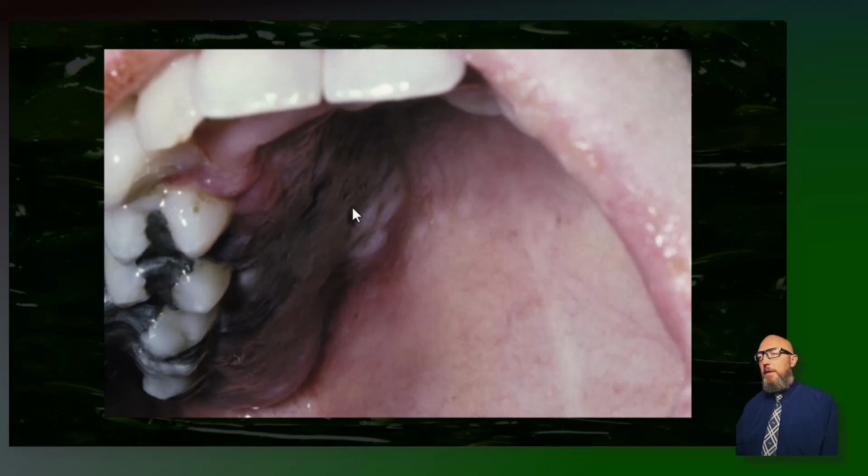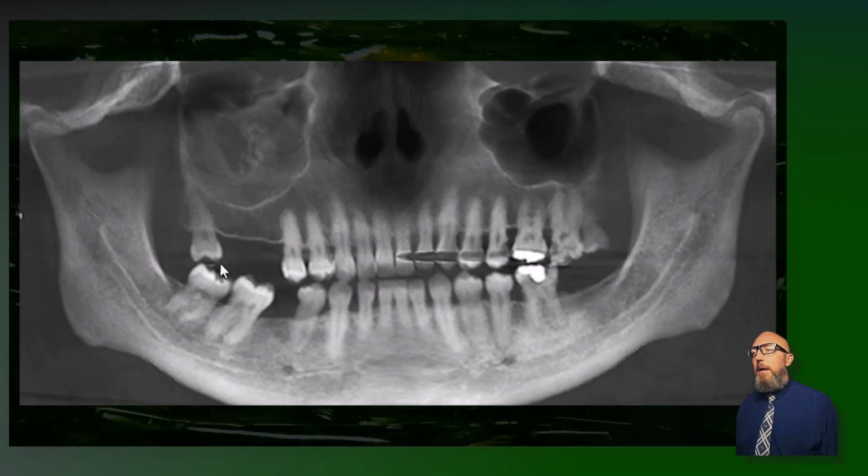All right, this patient had a painful purplish swelling. Is that your typical inflammatory lesion? Not really when it's purple like this. And so you probably want to get some imaging, right? So here's our panoramic image.